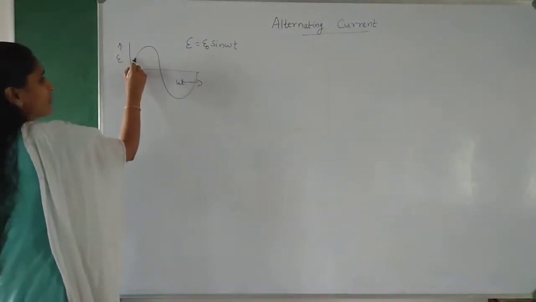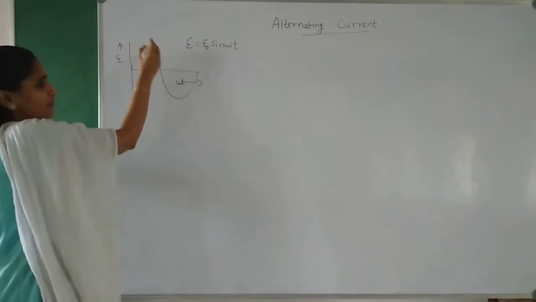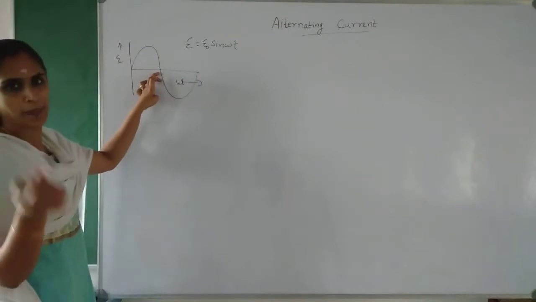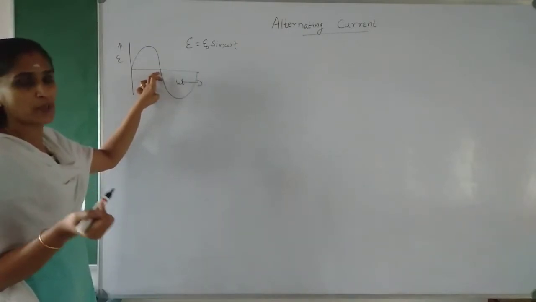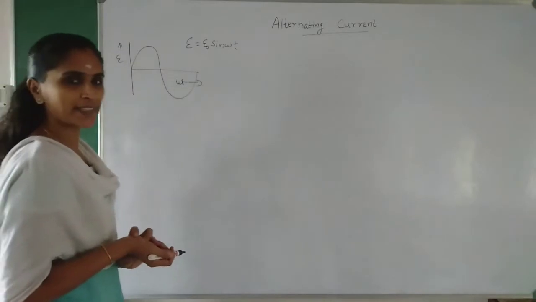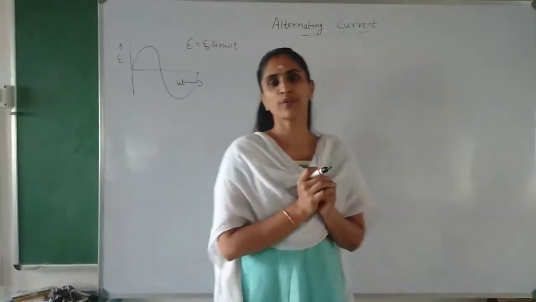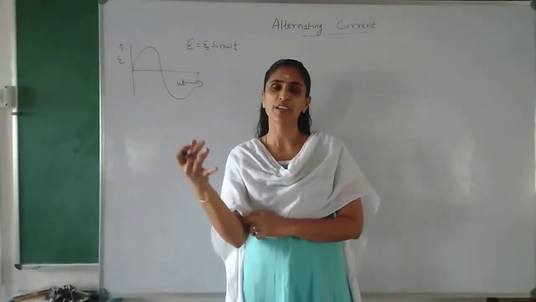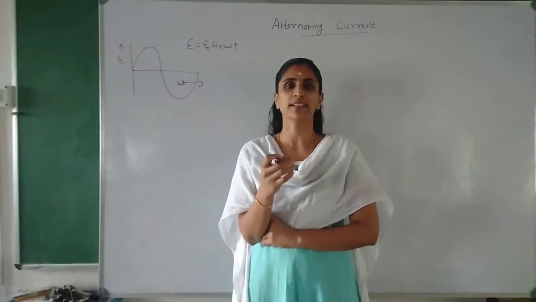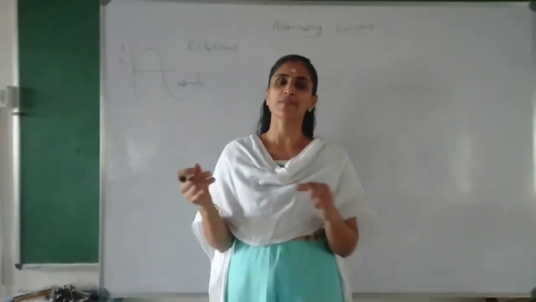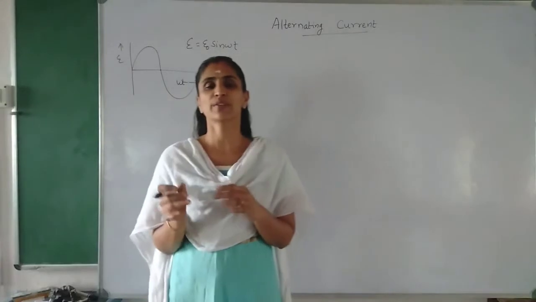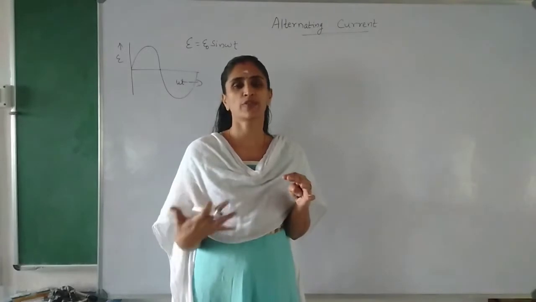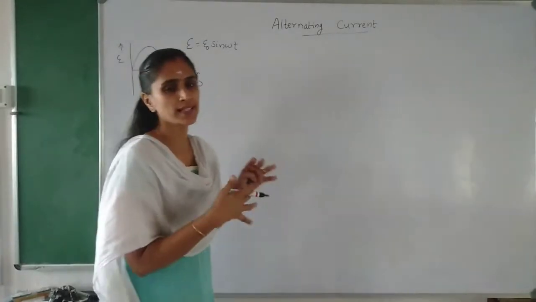At this point the EMF is this value. When it reaches here, EMF is this value. At omega t is equal to pi, EMF value is 0, and so on. Is it clear? In this chapter we are going to discuss some terms that are needed when we are using AC voltage or AC current, what happens to the current if we apply AC voltage to a capacitor, resistor or inductor, and what the expression for the power is. All those things we will discuss.